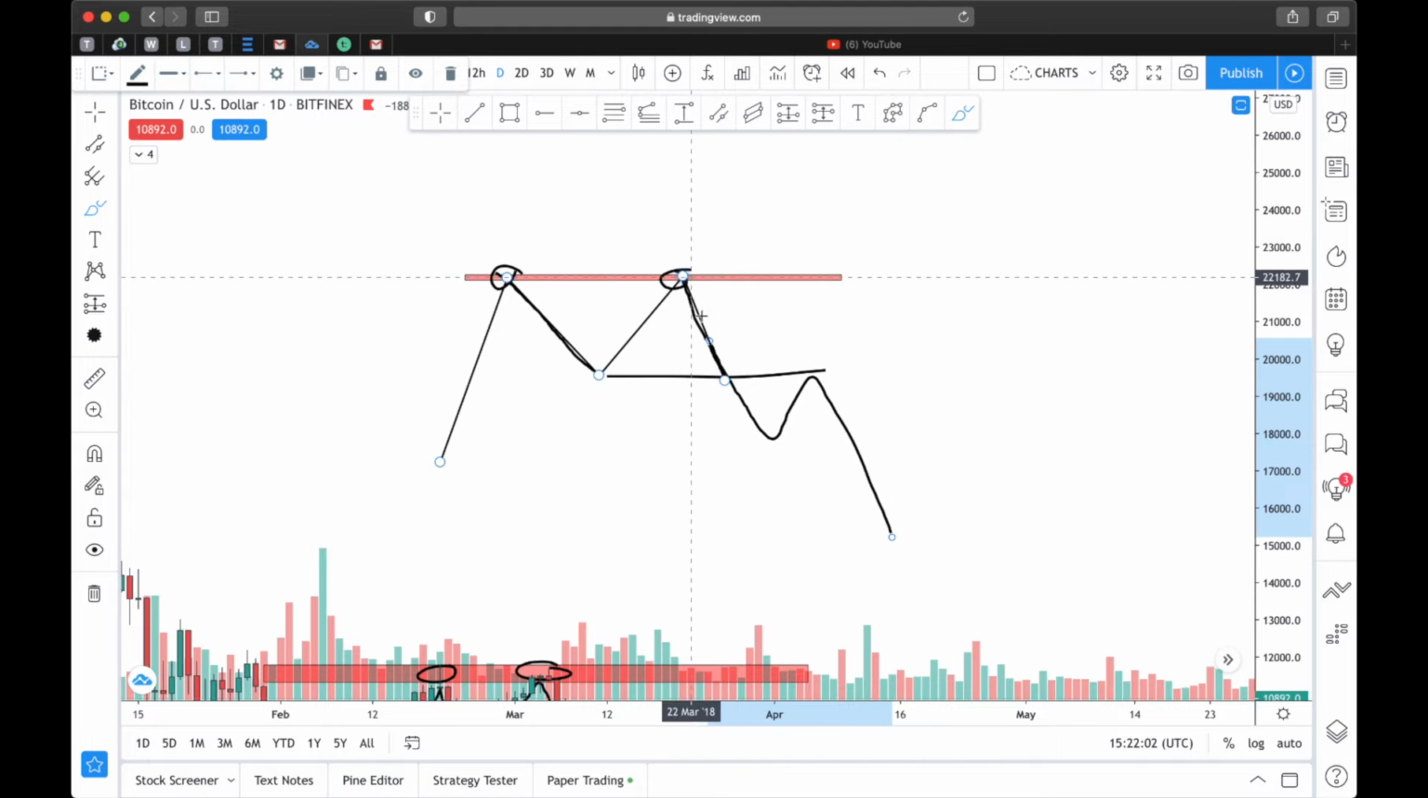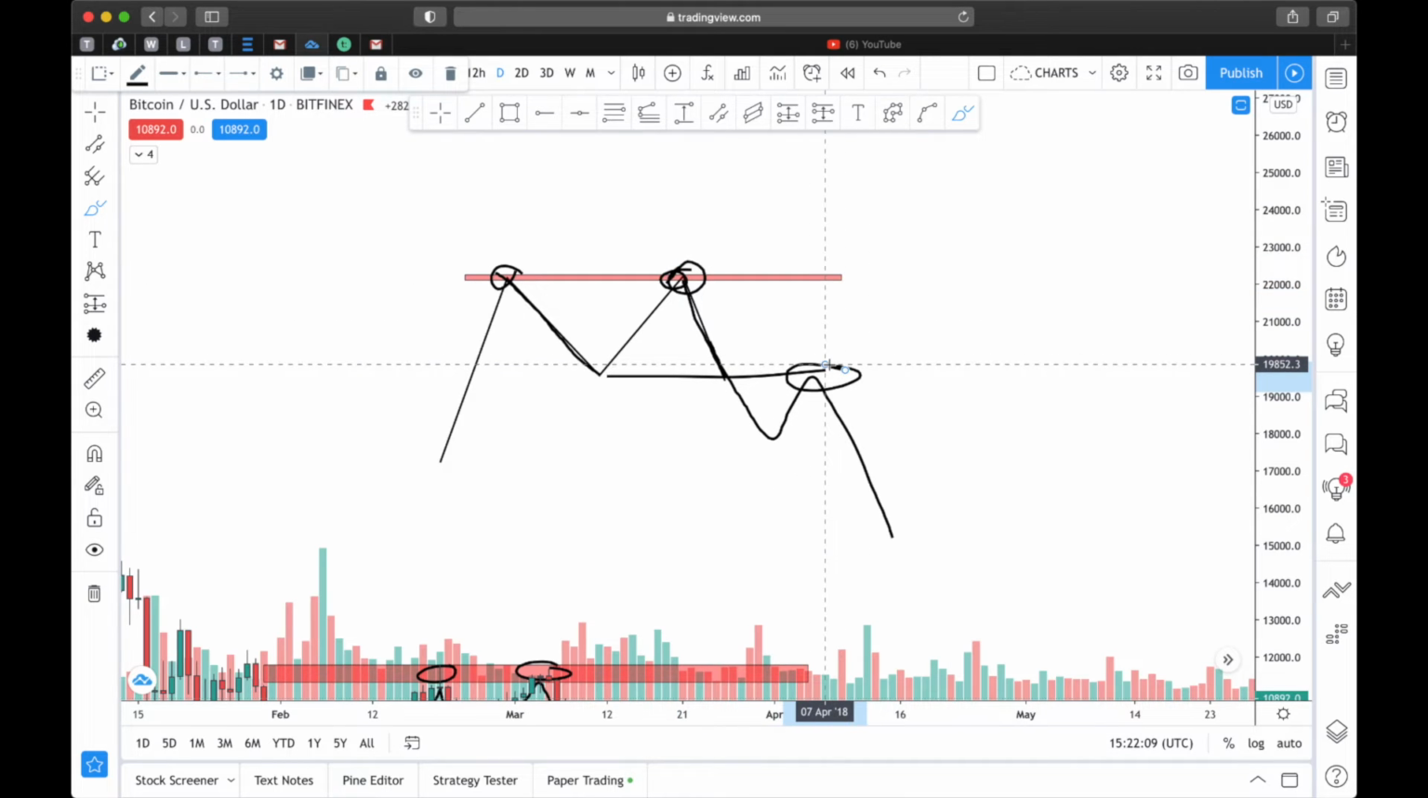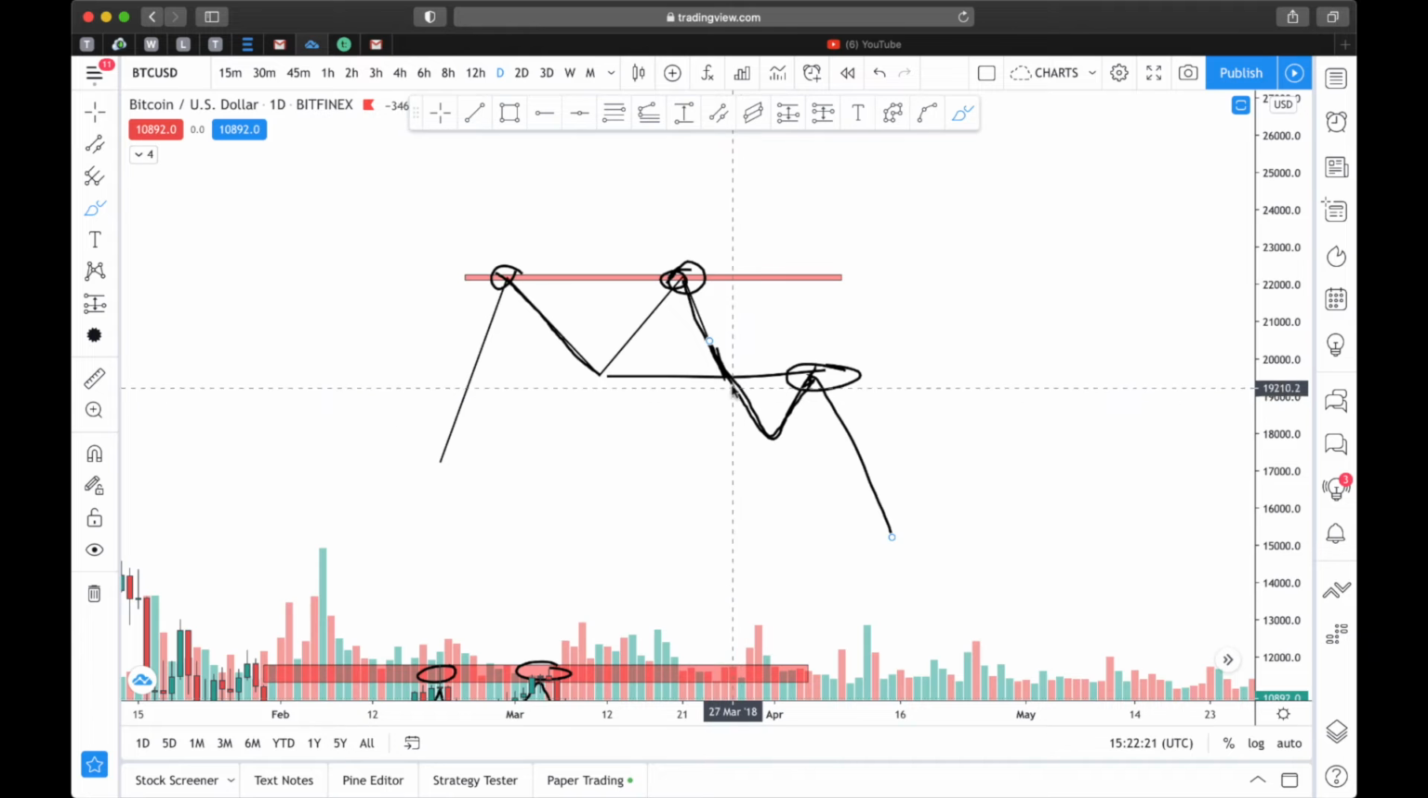So if it's going to be a downtrend, we already have our swing high here, and this is the lower swing high, which represents a downtrend. Once price breaks through this place, there will be a retest, which is this area.